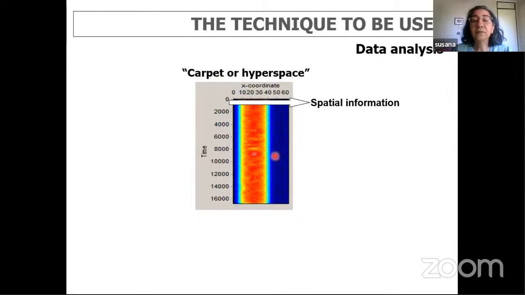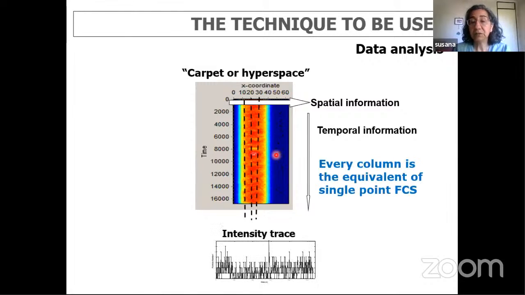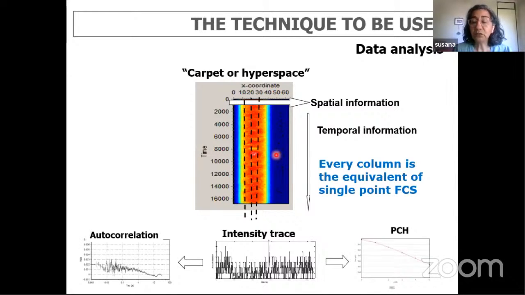We'll have in the x-coordinate the spatial information, and in the y-axis the temporal information. So every column of this will be an FCS trace, and we can analyze by autocorrelation or by PCH. We did both, but the analysis that I'm showing is essentially PCH, meaning brightness of molecule and number of molecules.